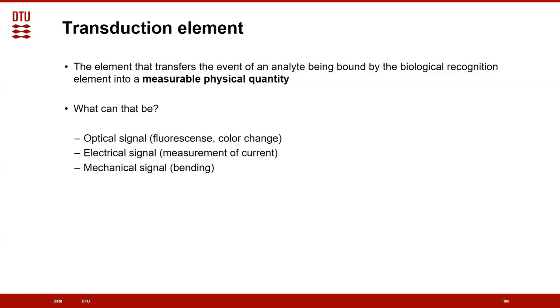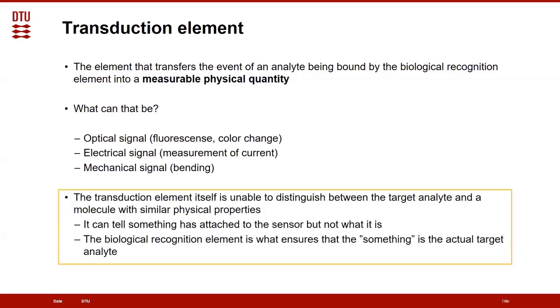It can be everything. It can be an optical transducer, where we use fluorescence or color change binding to the biorecognition element. We can have an electrical signal, where we can measure current when the binding occurs, or a mechanical signal, where, for instance, we get a bending, a surface stress change in the surface of the sensor when a reaction occurs. Now, the transduction element itself is unable to distinguish between the target analyte and a molecule with similar physical properties. It can only tell you something is attached to the sensor, but not what it is. So that is why the biorecognition element is what ensures that the something is actually the target analyte. And this is what makes our normal sensor or our transduction element into a biosensor.